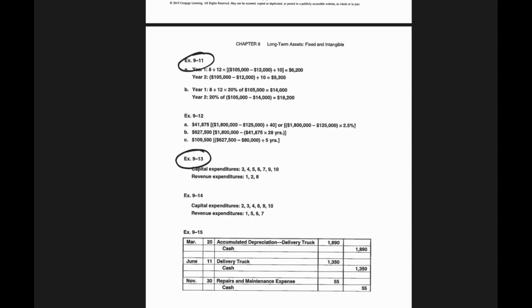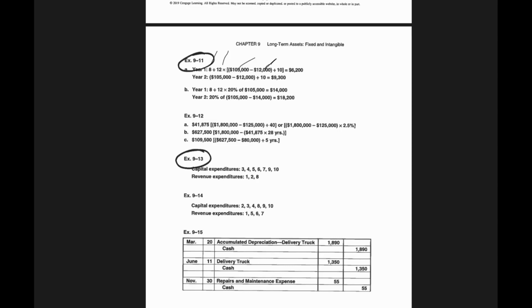So in year 1, first you take your cost minus your salvage, and then it was May. We bought it in May. So May, June, July, August, September, October, November, December is 8 months. So we take 8 over 12. That year we had it for 8/12 of the year.